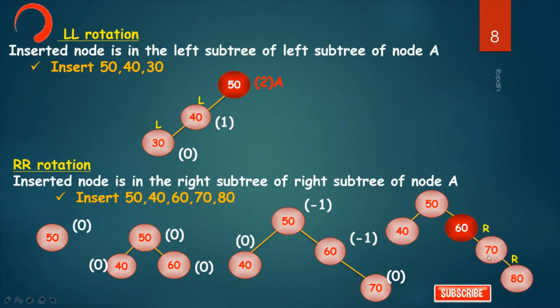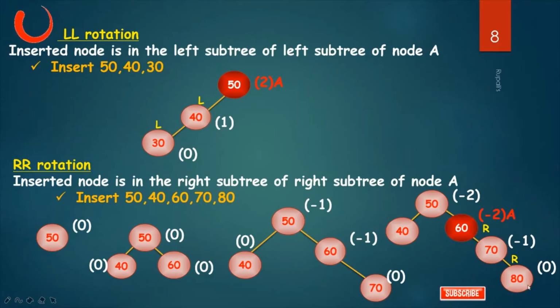I have to add 80 at the right of 70. Now check the balance factor. This is 0, this is minus 1, this is minus 2, this is also minus 2. Now which one is our A? Which one is the nearest ancestor of the newly inserted node? The newly inserted node is 80, the nearest ancestor is 70, but the balance factor of 70 is minus 1.